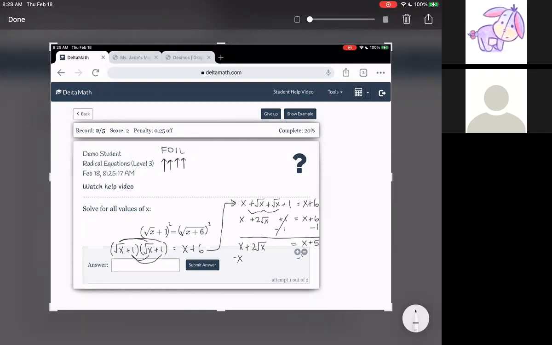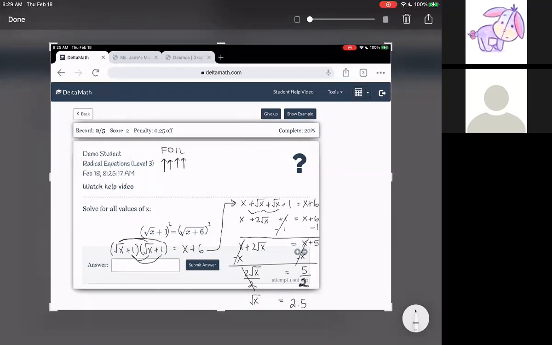Subtract x. Then those cancel out. We get 2 square root of x is equal to 5. We're going to divide by 2. Divide by 2, this is a 2, and then that cancels out. We get square root of x is equal to 5 over 2. So I'm just going to write 2.5. I'm just going to preemptively put it in decimal form just because it's a little bit easier, I think, maybe.